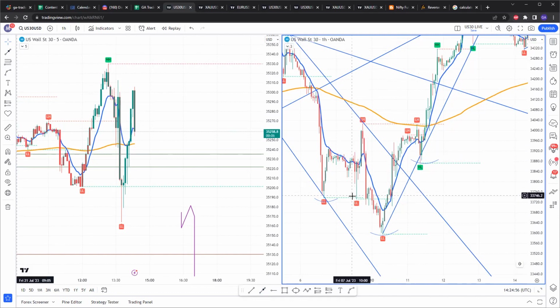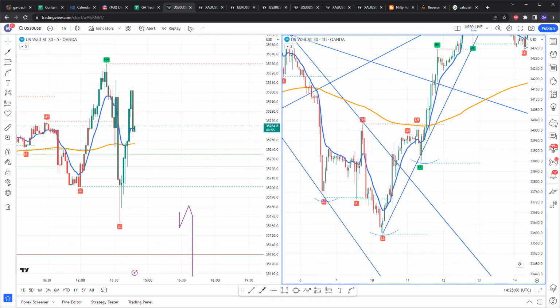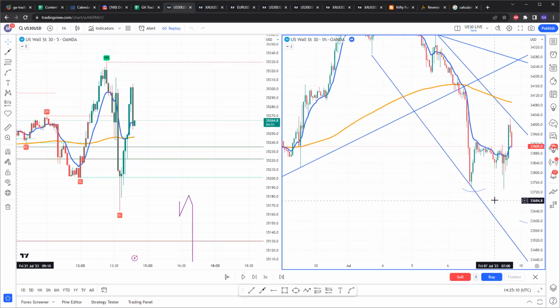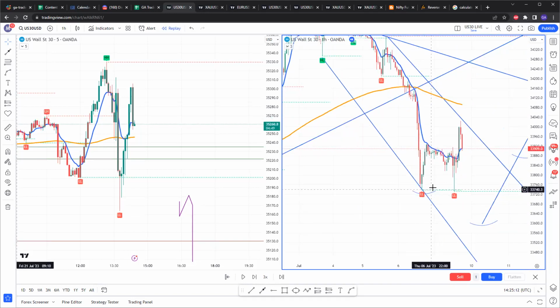Then I did see a left shoulder. So for me, when do I identify a head and shoulder or inverse head and shoulder? It's after the head has been formed. I couldn't foresee an inverse head and shoulder at this point, because only the left shoulder had been created and there was no way for me to know that there was going to be a head down here.